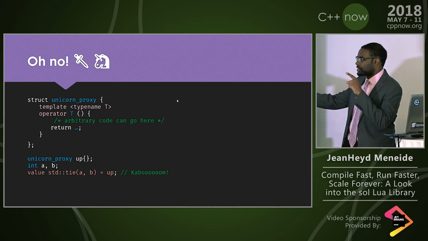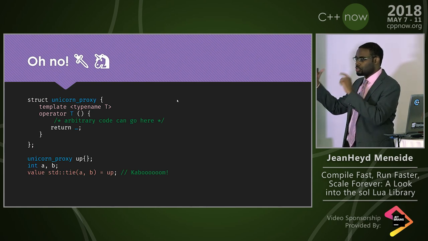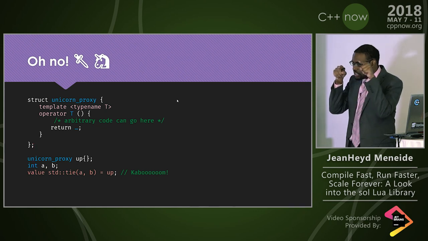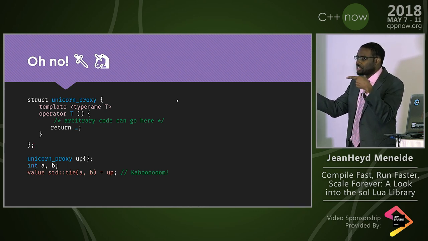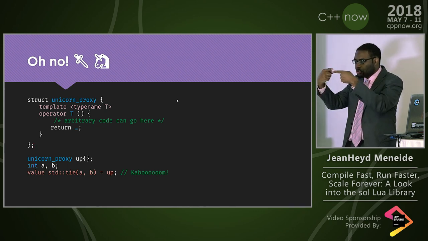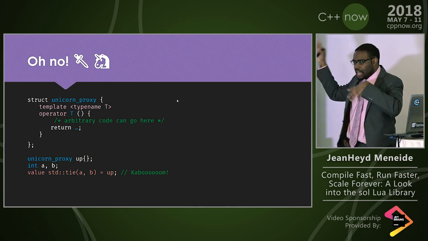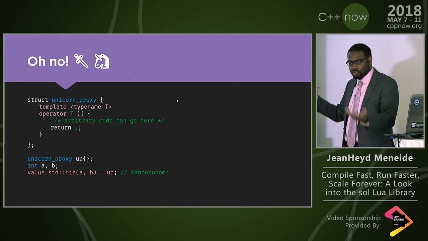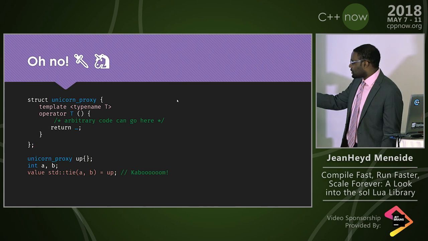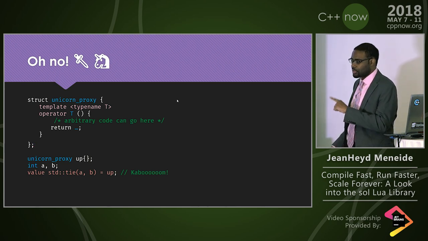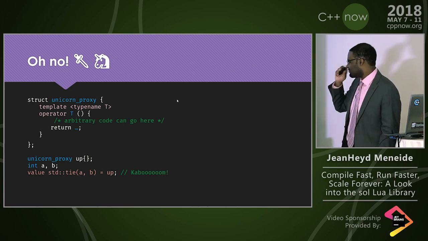Standard tie kind of works on the assumption that you're going to return a tuple that has a bunch of value types in it, and it will individually assign through each element of the tuple to the other, and that's how you get that magical standard tie multiple return type thing. This fails, and this causes us a lot of problems that we have to get around in magical ways.